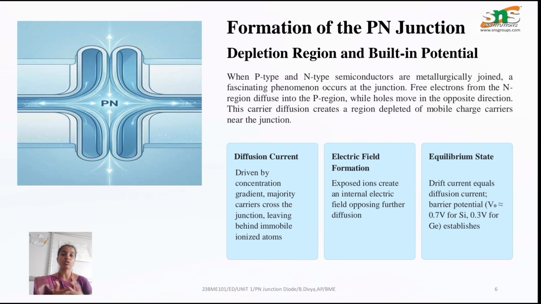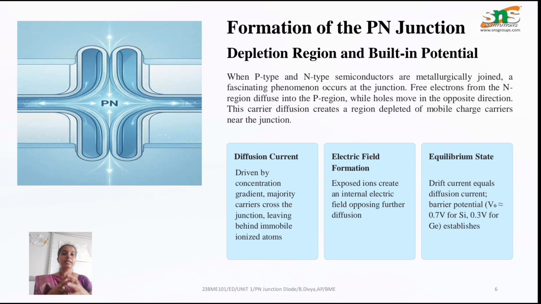How does the diffusion current form? Driven by the concentration gradient, majority carriers cross the junction, leaving behind immobile ionized atoms in both the P-type and N-type regions. When electron-hole recombination occurs, there is a free space, and that free space is converted into an ionized atom. These ionized atoms are called immobile ionized atoms.